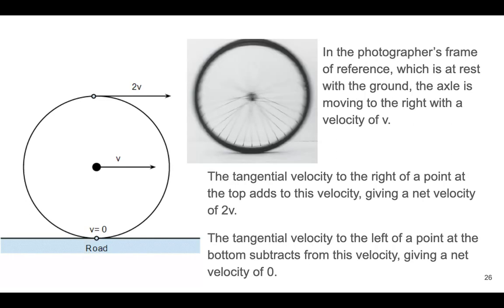This one's different. In this case, the wheel just rolled by and the photographer was just sitting on the ground next to it. So if this wheel's going to the right, you can't tell from the photo which way the wheel's actually going, but if the wheel were going to the right, the whole wheel would have its velocity v to the right. And then you have to superimpose on top of that the tangential velocity that every other point of the wheel also has.